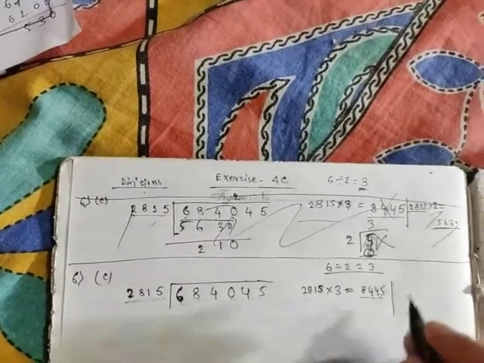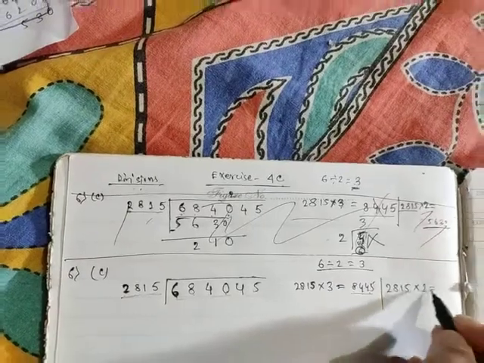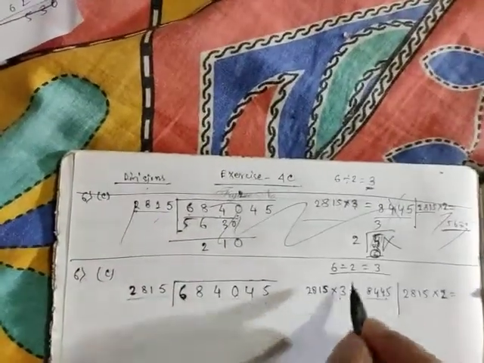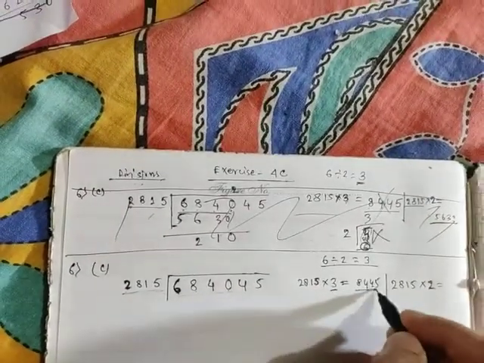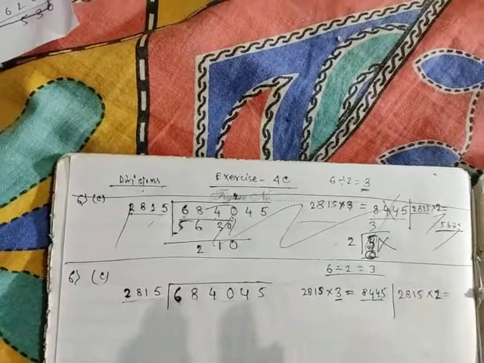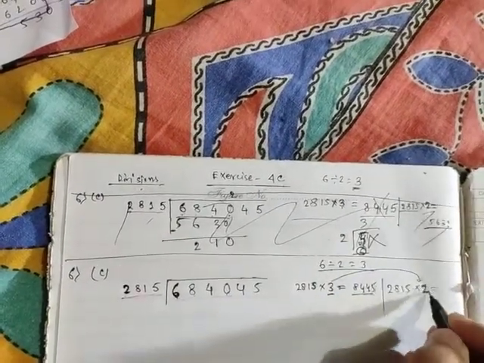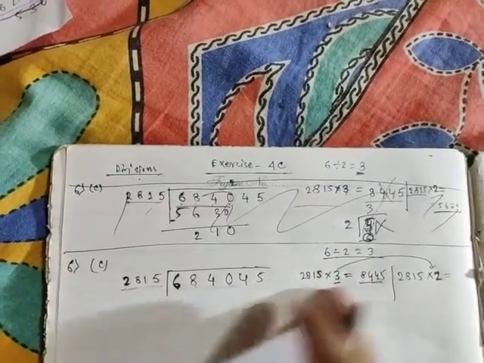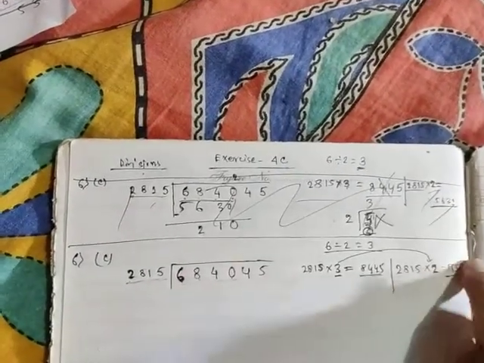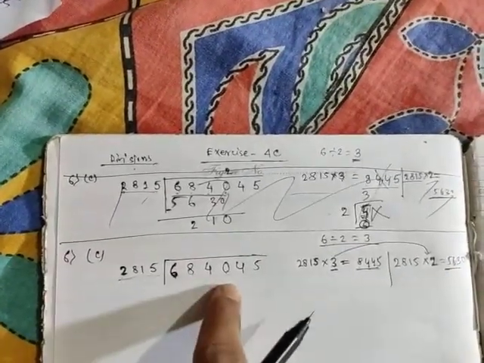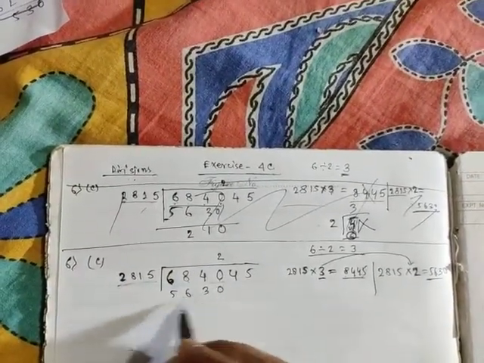So now what we have to do? We have to do the multiplication of 2815 with 2. As I have checked the multiplication with 3 and it is not possible, you have to check the multiplication with the previous digit. That means 2 is the previous digit of 3. So this multiplication will come to 5630, and 5630 is less than 6840, so it is possible. So put 2 and 5630.